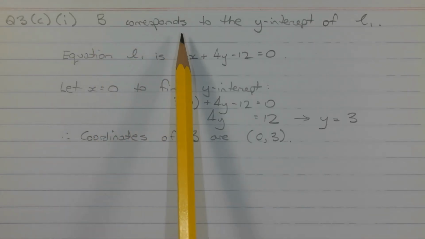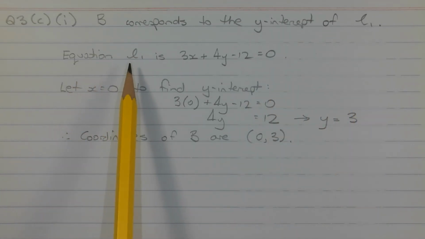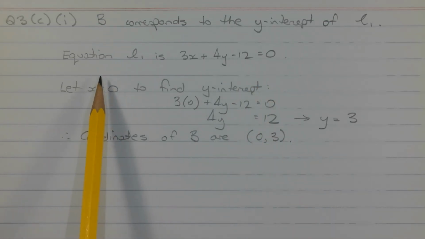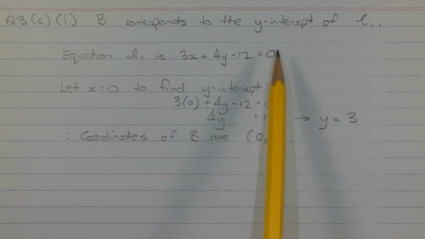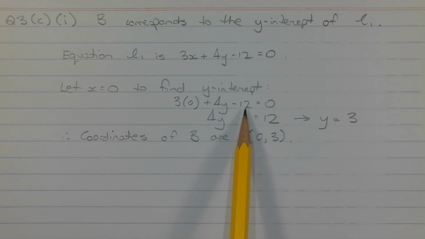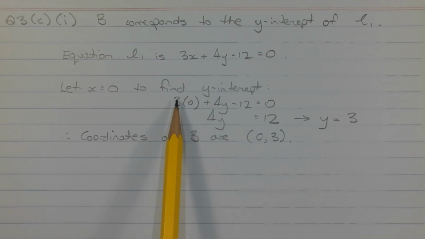Point B corresponds to the y-intercept of line L1. Now the equation of line L1 is 3x plus 4y minus 12 equals 0. So to find the y-intercept, we let x equal 0 in the equation and solve for y. So substituting 0 for x in the equation, we get 3 times 0 plus 4 times y minus 12 equals 0. Now 3 times 0 is 0.